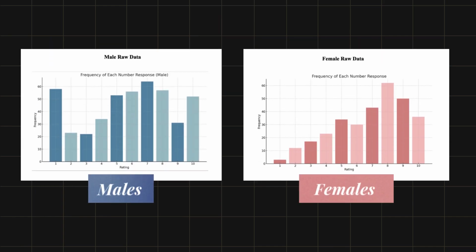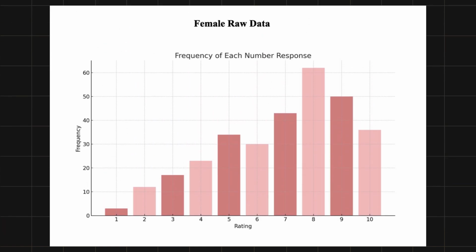Female respondents, represented in pink, gave higher average ratings than male respondents, represented in blue. The mean of females was approximately 6.9 compared to 5.8 for males. This indicates that females evaluated more positively than males. When examining the frequency of each rating, the distribution for females showed a clear skew toward higher ratings, with the most common responses being 8 and 9. This suggested that female respondents generally rated items more favorably and consistently within the upper range of the scale.